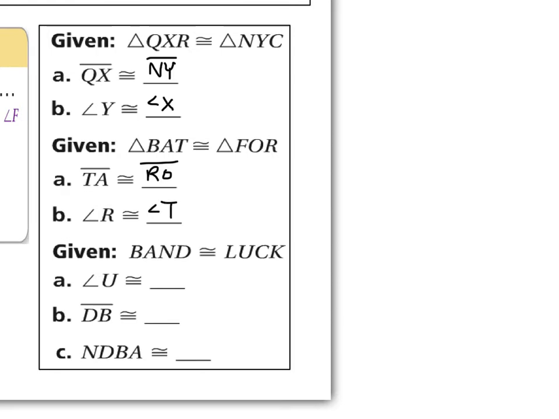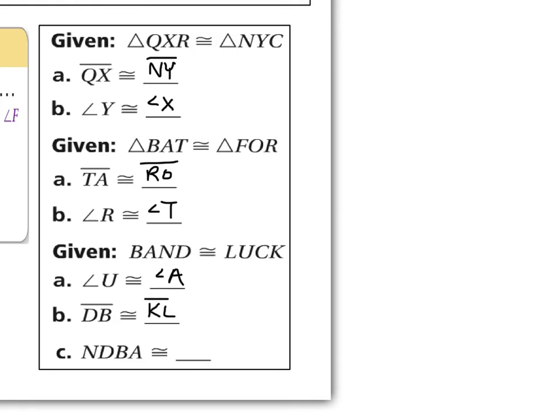Okay, and then the last set here, angle U is the second letter on the right, so I need the second letter on the left, which is angle A. And segment DB is congruent to segment, in this case KL, last letter and first letter of each.